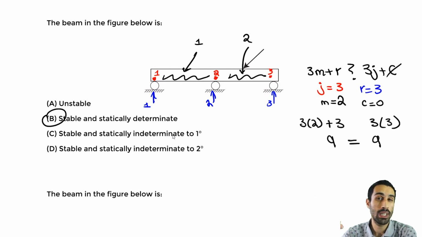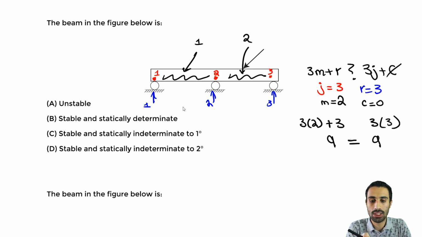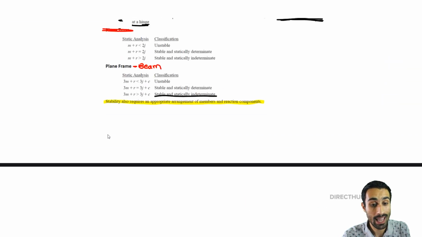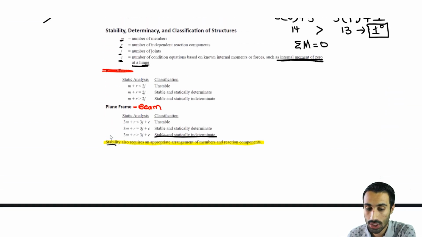B would be incorrect. So this is when you have to be very careful. I don't think the FE will go too crazy, but there are two main things we have to check for: external stability. How the beam is set up based on how it's connected to these reactions. So that's going to be external stability that we have to check for. And they kind of denote that here, right? Stability also requires an appropriate arrangement of members and the reaction components.